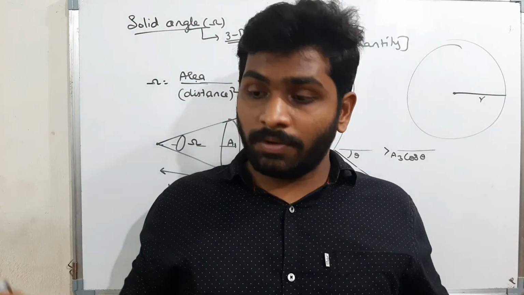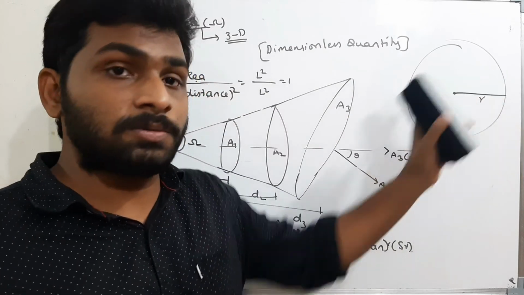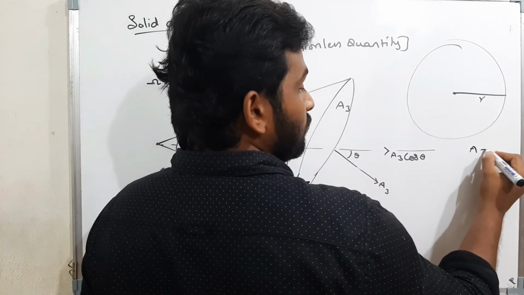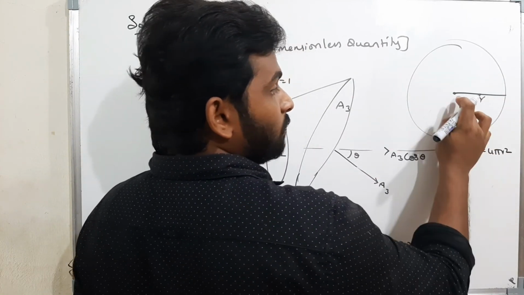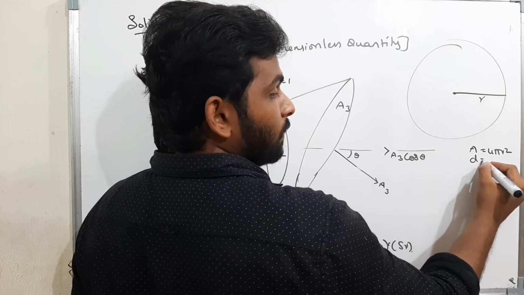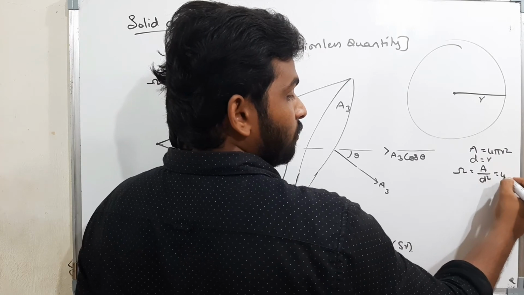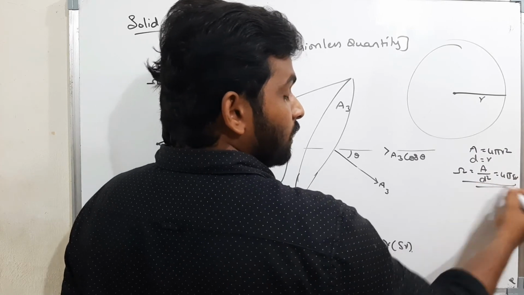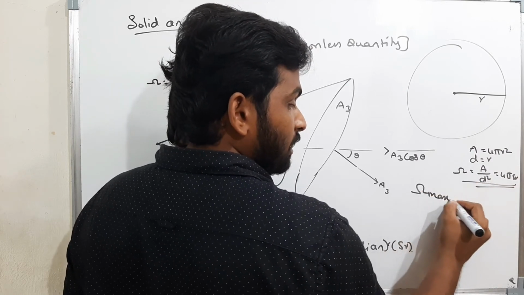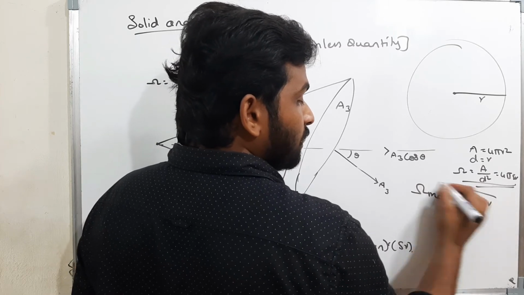The maximum surface area I can see is nothing but the surface area of the sphere. That is nothing but, what is the area? It is 4 pi r square. What is the distance between the center and the body? That is r. Therefore, what is the solid angle? The solid angle is area by d square. That is 4 pi steradian. Therefore, the maximum solid angle is 4 pi steradian.